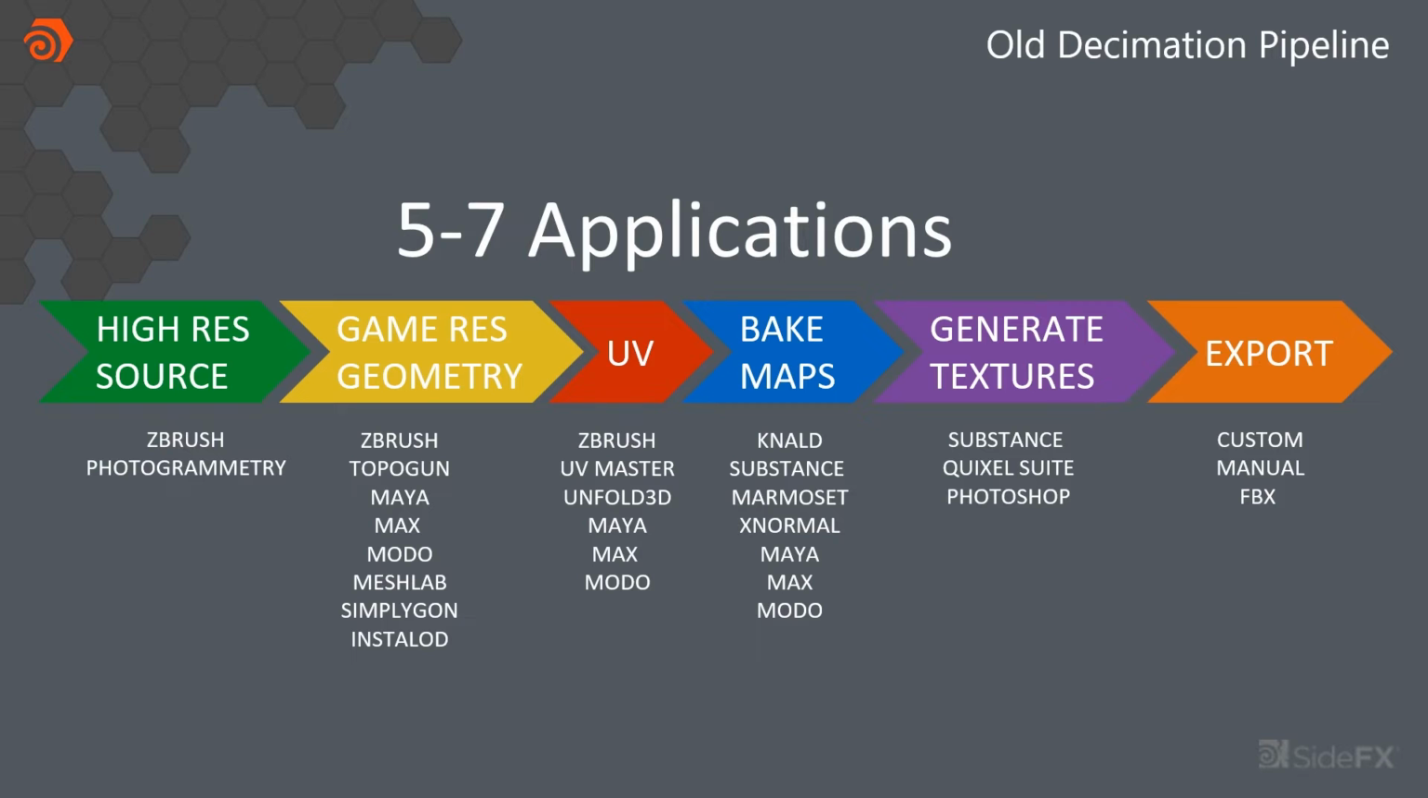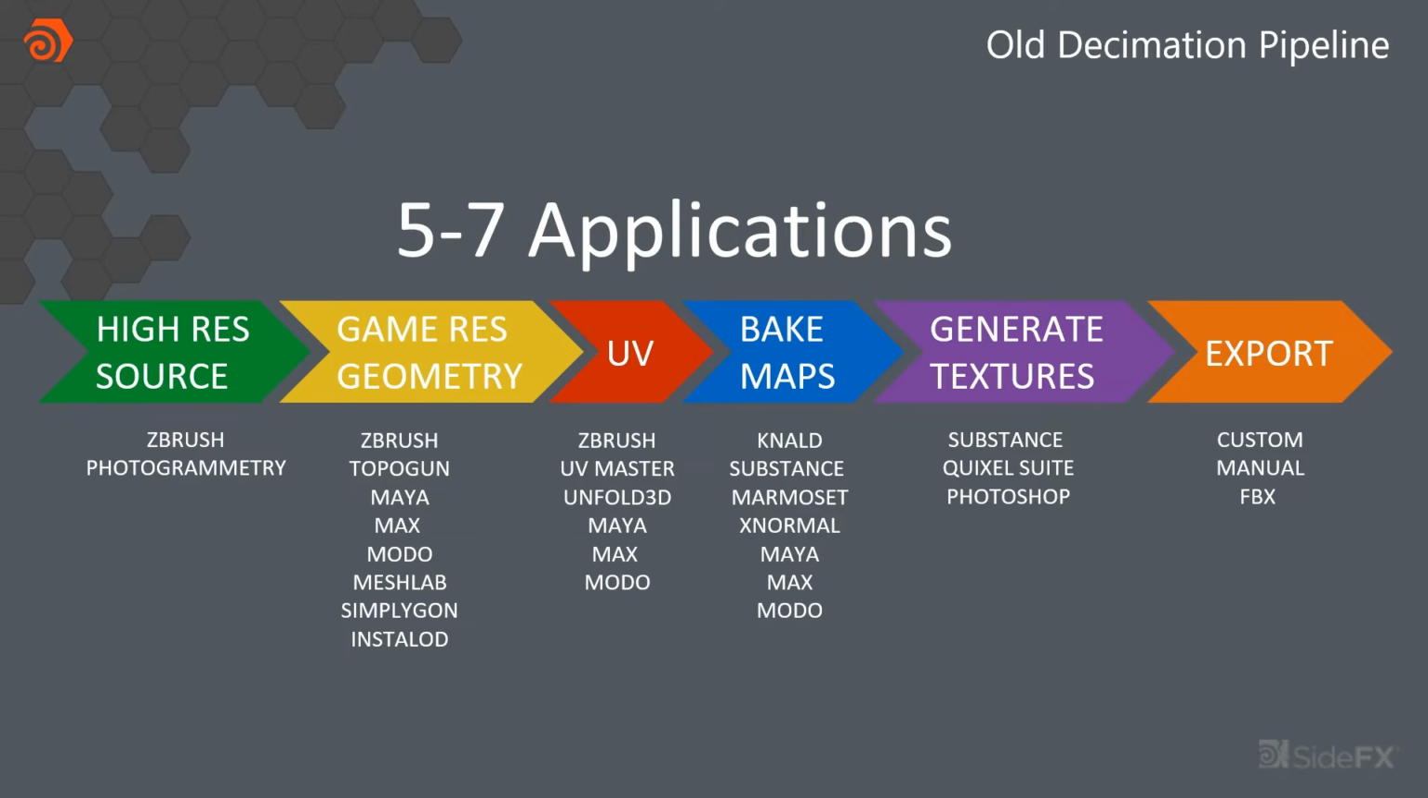So if you compare a traditional decimation pipeline with a new pipeline, this is what a regular decimation pipeline looks like. We begin with our high resolution source mesh, which can come from ZBrush or a photogrammetry pipeline or any other source. We bring it into a DCC such as ZBrush or Topogun or Maya or Max or any other application. And there we need to do a manual retopology of our high resolution mesh. Once we've done that, we need to generate UVs for these. So we can either stay in the same application or we can bring it into a different application such as UV Master or Unfold 3D.